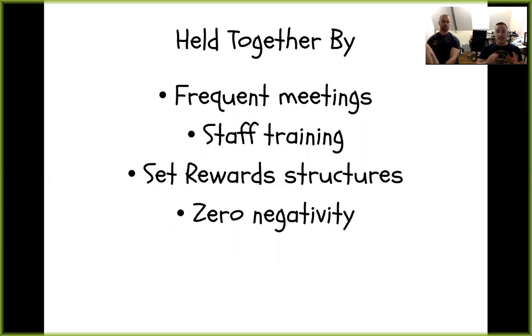So we'll move on, because you're going to hold all this together by having frequent meetings, staff training, setting reward structures, and having a zero negativity policy in your business. Like we're just talking to you guys here. We had a meeting this morning. We had breakfast with the whole team. We'll have a meeting later on for the elite. I mean, we have about 4 or 5 meetings a week. You should definitely, at the very bare minimum, have one meeting a week. I would say you definitely need 2.